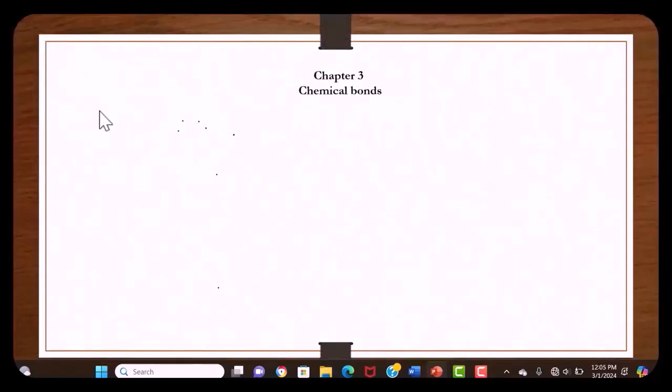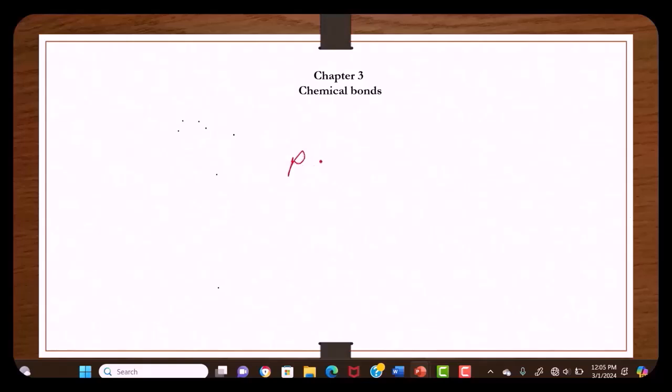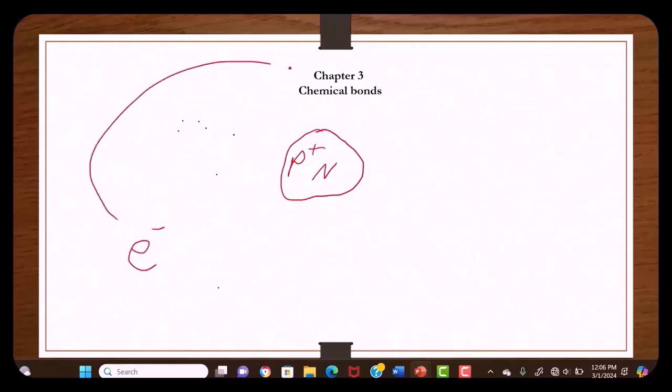Welcome to Chapter 3 of the Basic Chemistry series. First, I want to go over what we already know from Chapter 2. We know that in the center of an atom, there is a proton and there is a neutron. Together, this is called a nucleus. And the electron is in the outer part of the atom that orbits the nucleus in different energy shells.